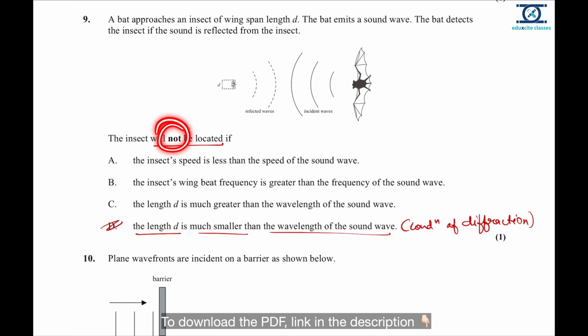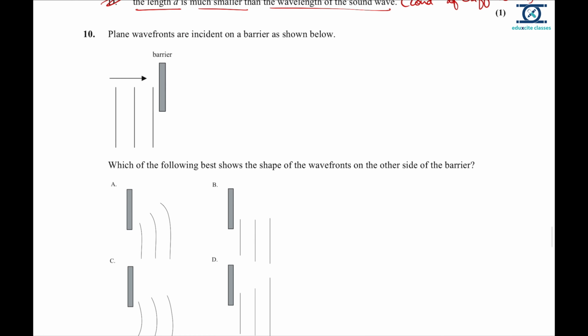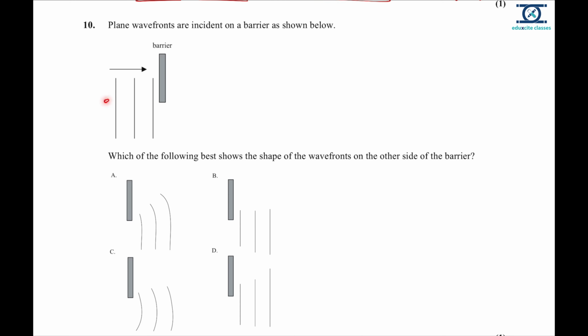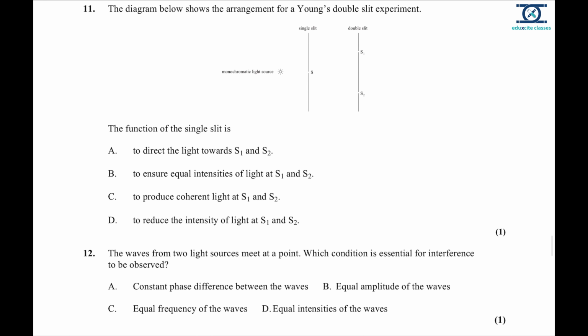So not possible means it has to pass through it. It means it should get diffracted. Therefore, it should not reflect back. Okay. Now question number 10, again diffraction. If the waves are coming and this is the obstacle, then around the edges it will get bent. Okay, so option A is your right answer. I don't think anyone will be having confusion in this.